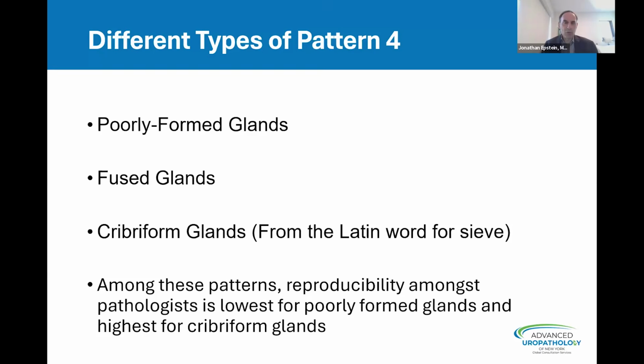Again, the different types of pattern 4 are poorly formed glands, fused glands, and cribriform glands, which comes from the Latin word for sieve. Amongst these patterns, it's been shown that reproducibility amongst pathologists is lowest for poorly formed glands. One pathologist may say, yes, I think there are poorly formed glands in pattern 4. Another pathologist might look at it and say, no, they're not that poorly formed, we're going to call it pattern 3. So that's a problem. There is highest reproducibility amongst pathologists for cribriform glands. When one pathologist sees a cribriform gland, typically another pathologist will agree.